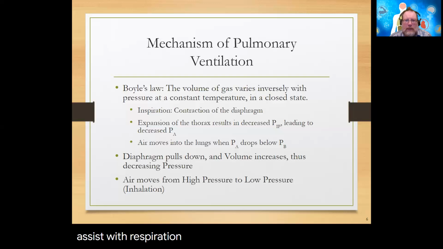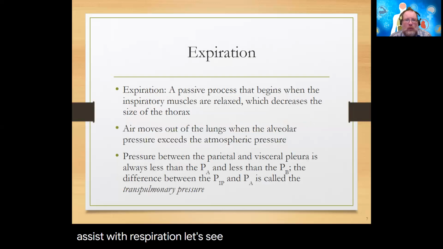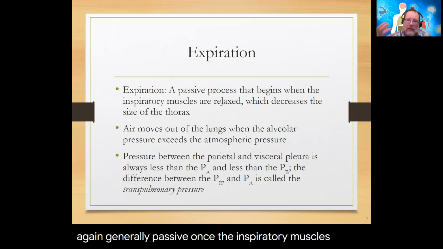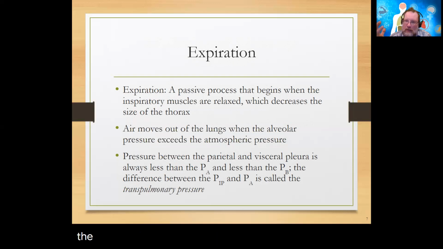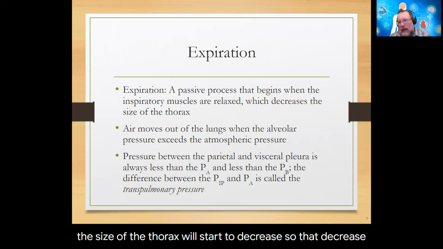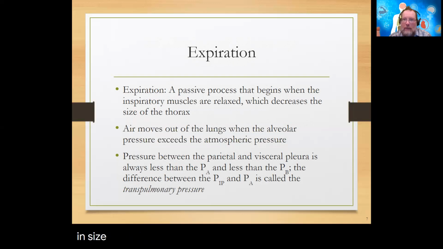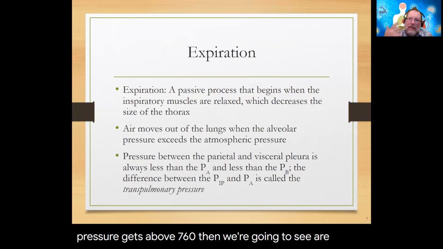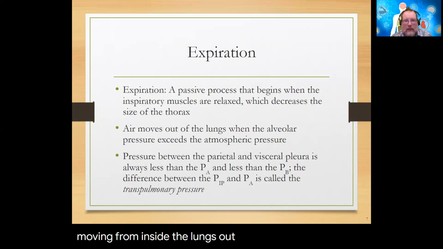All right. Exhalation or expiration, again, generally passive. Once the inspiratory muscles relax, the size of the thorax will start to decrease. So that decrease in size causes an increase in pressure. And once the pressure gets above 760, then we're going to see air moving from inside the lungs to outside of the lungs, which it discusses here.